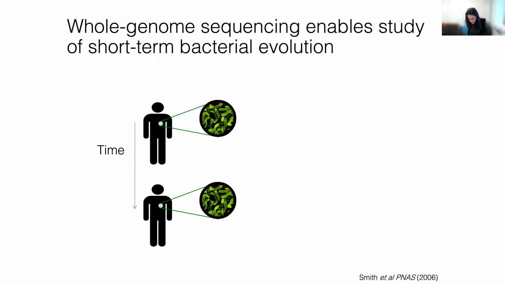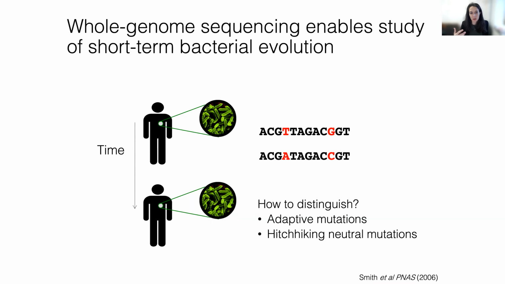Okay, so within-person bacterial evolution has been tracked on a whole genome level since 2006. And it was done in this paper where two isolates were taken from the same long-term infection at different periods of time. Their whole genomes were sequenced, but there was still a problem, which was which of these mutations are truly adaptive and which mutations are just happening by chance and hitchhiking along for the ride.